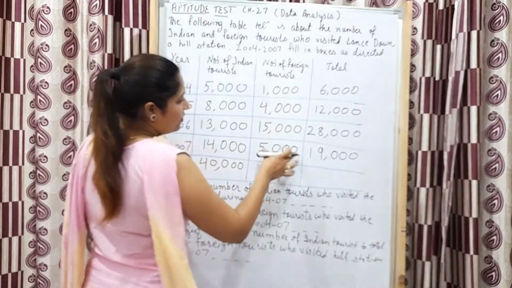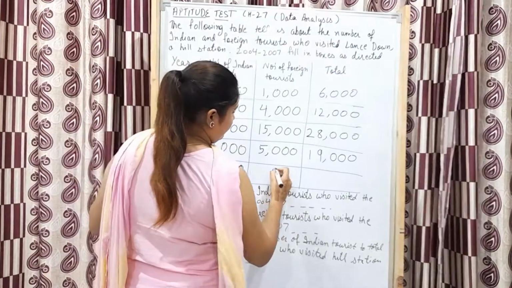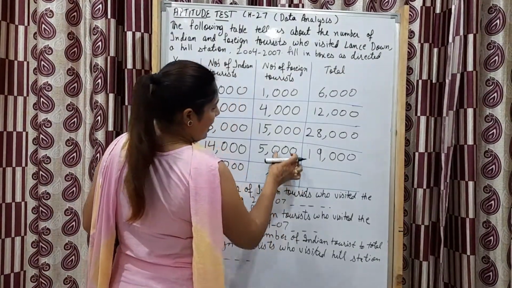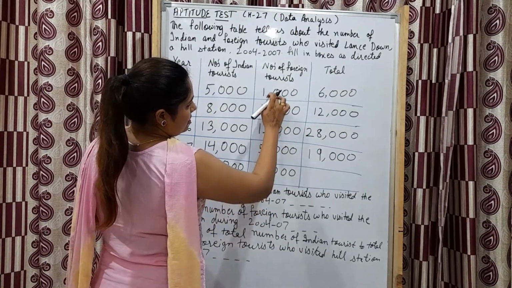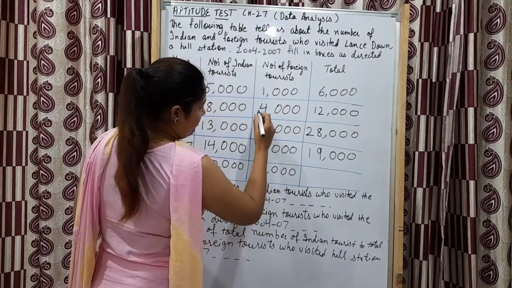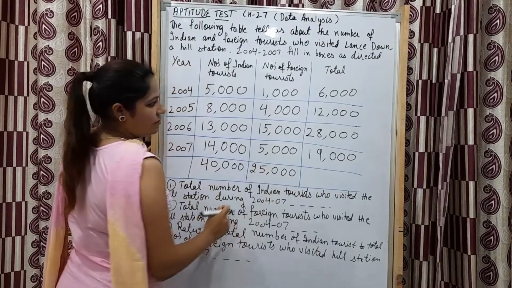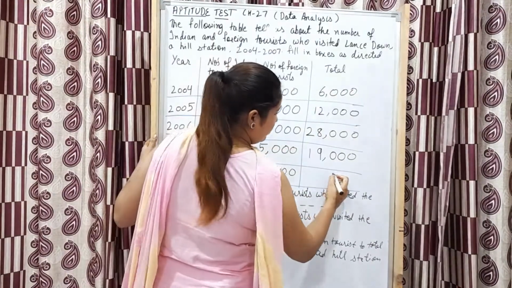Then again we will add them. 0 as such, 3 0. 10. 10 plus 5, 15. 1. 25,000.